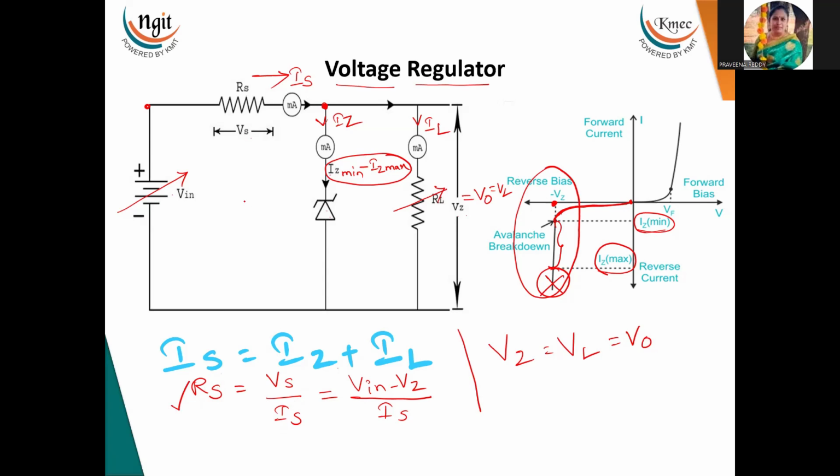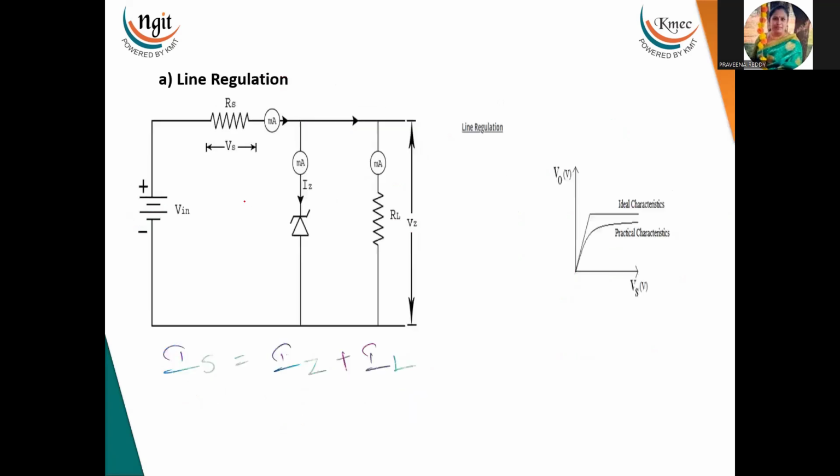Now here in a voltage regulator, there are two types of regulation. One is line regulation and another one is load regulation. Line regulation means what?